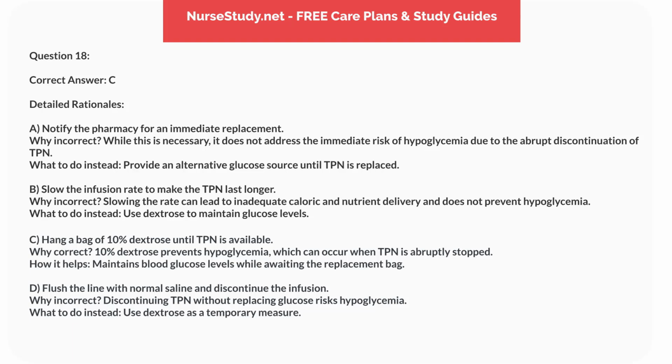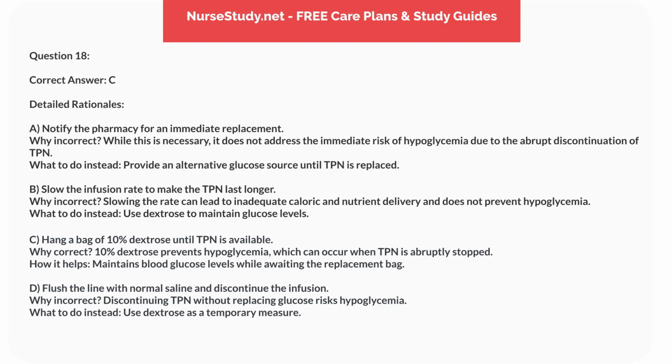Detailed rationales. A. Notify the pharmacy for an immediate replacement. Why incorrect? While this is necessary, it does not address the immediate risk of hypoglycemia due to the abrupt discontinuation of TPN. What to do instead: provide an alternative glucose source until TPN is replaced. B. Slow the infusion rate to make the TPN last longer. Why incorrect? Slowing the rate can lead to inadequate caloric and nutrient delivery and does not prevent hypoglycemia. What to do instead: use dextrose to maintain glucose levels.